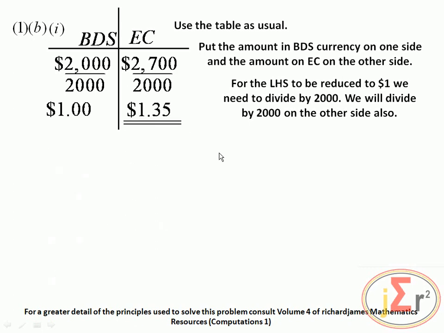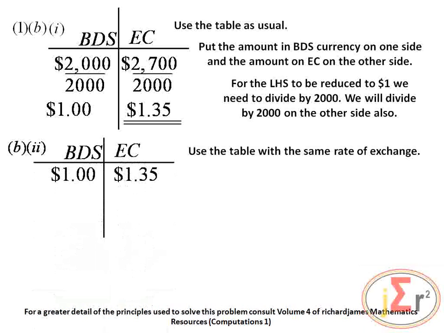So 1 Barbados dollar is equivalent to $1.35 Eastern Caribbean currency. In this particular case, we are going to make conversion between currencies, and we are going to use the rate that was already calculated in the first part of the problem.